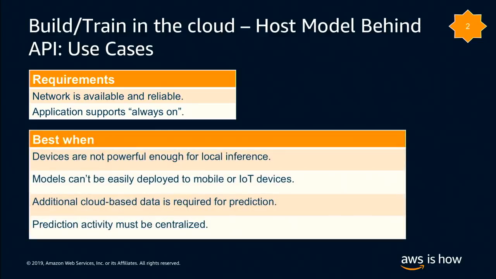So some of the use case requirements: network is available, always reliable, always on. Again, that would be really tough for those devices that aren't always connected, because then it just doesn't make any sense. Like the speech translate, you'd kind of want a little bit of both. And models can't be easily deployed to the mobile. Prediction activity must be centralized. So again, you want to centralize it for all those different platforms that are connecting to that endpoint.